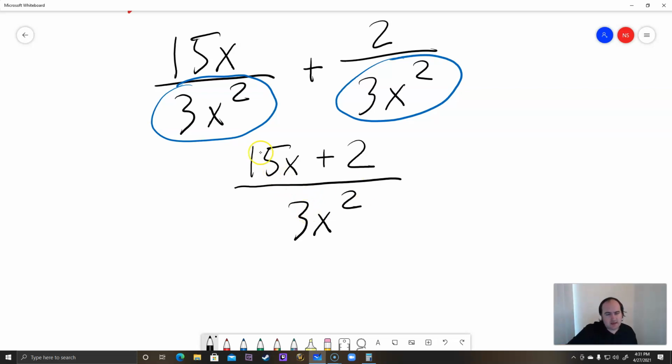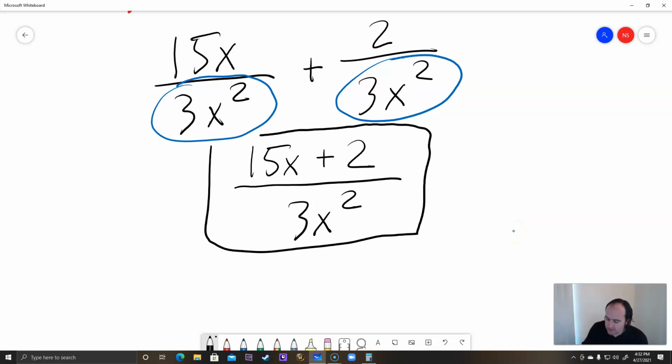You can't cross out the 15 and the 3. I know it looks really tempting, but the reason you can't cross that out is only this first term on the top has a 15. The second term doesn't have anything involving 3, so you can't actually cross those out. And you also can't cross out the x and the x squared because the first term on the top has an x, but the second term doesn't have an x. So you actually can't simplify this anymore. So 15x plus 2 over 3x squared is actually going to be your answer.